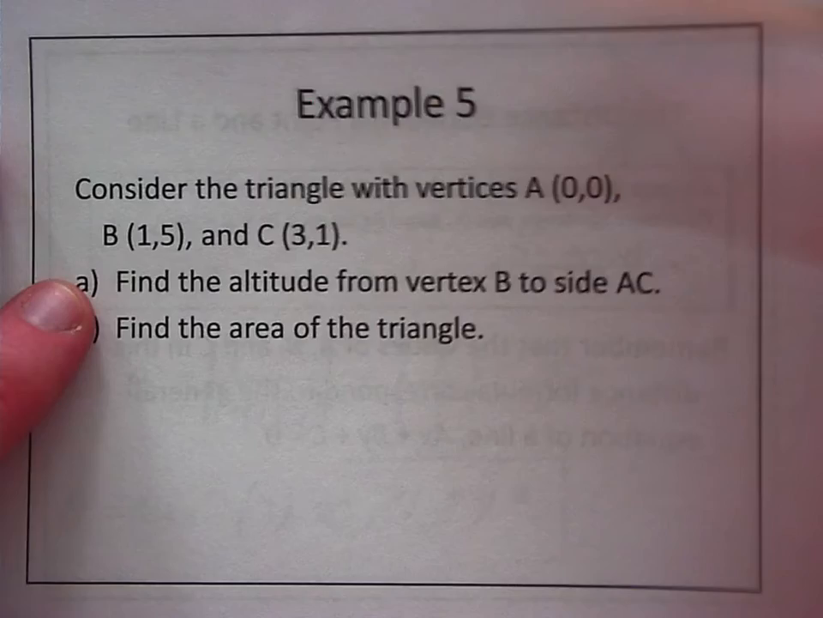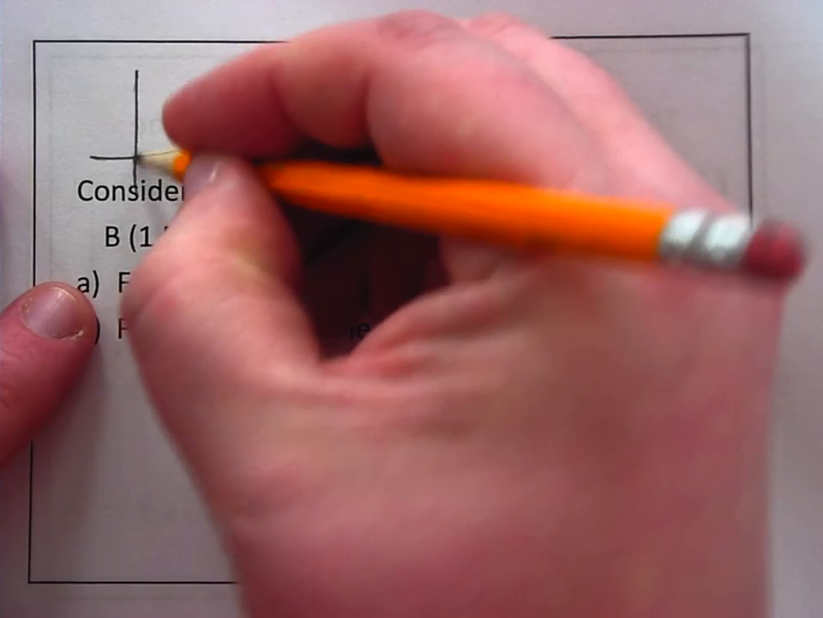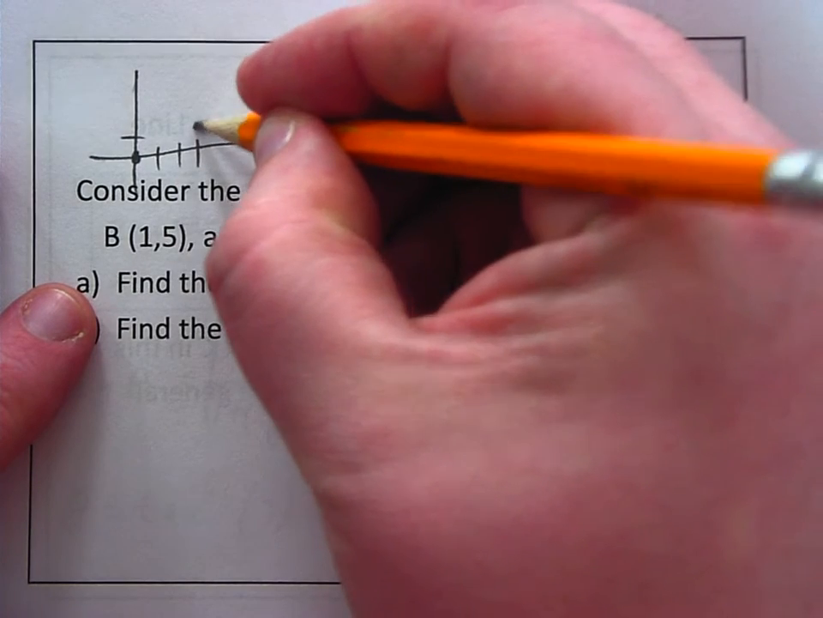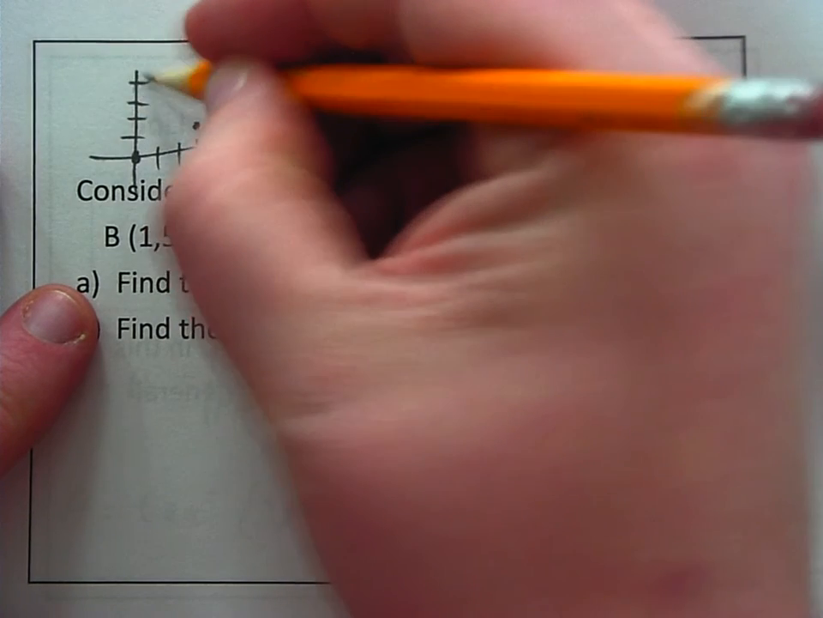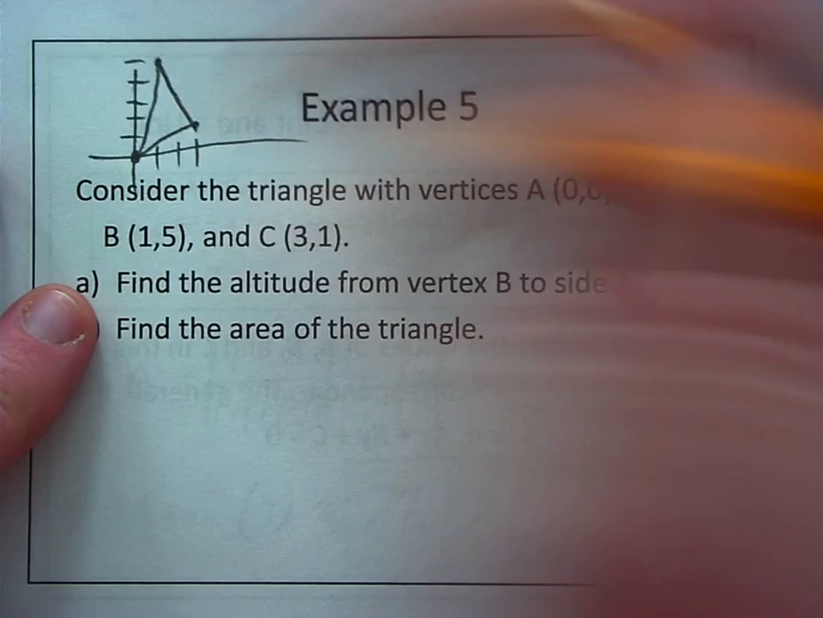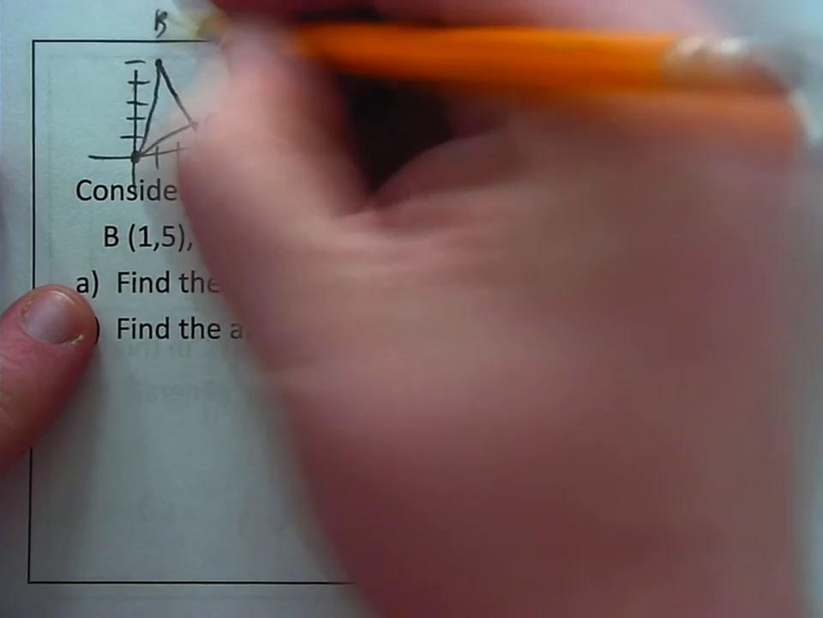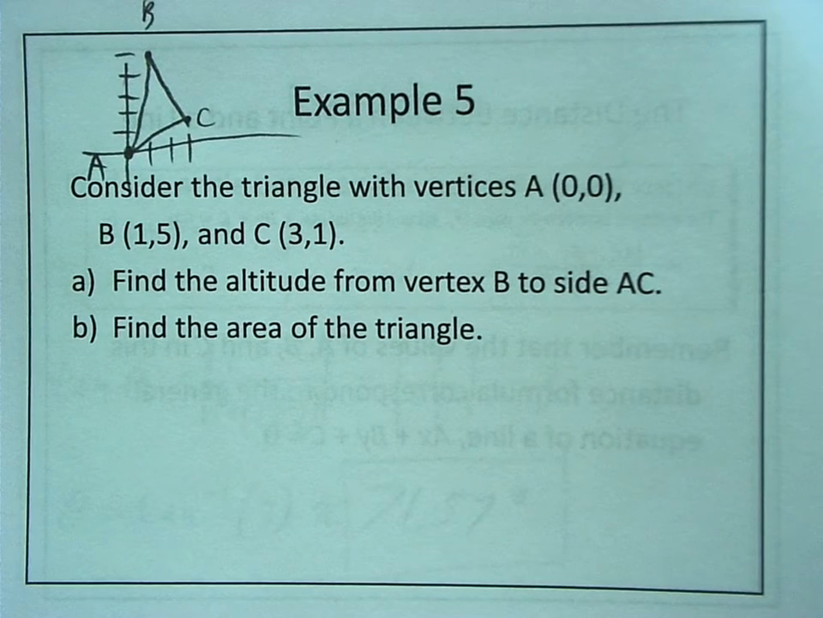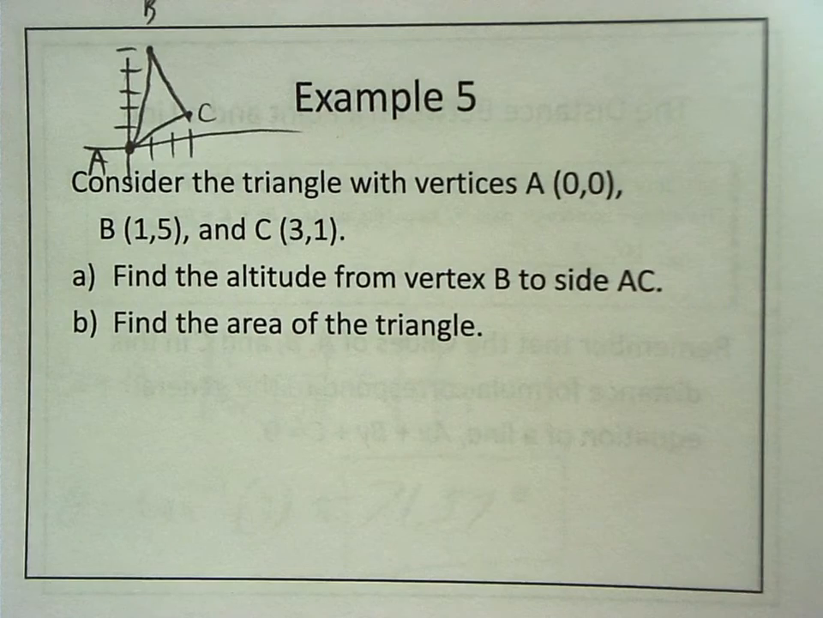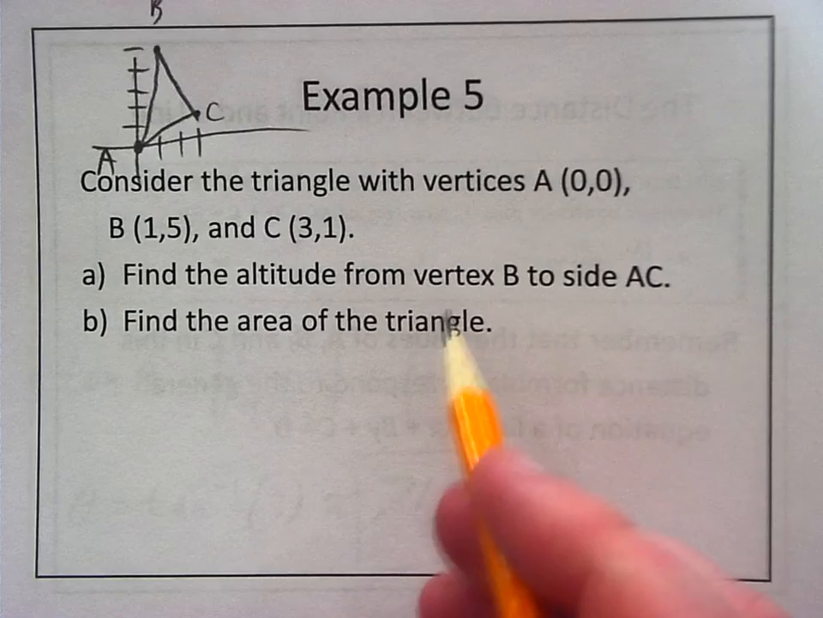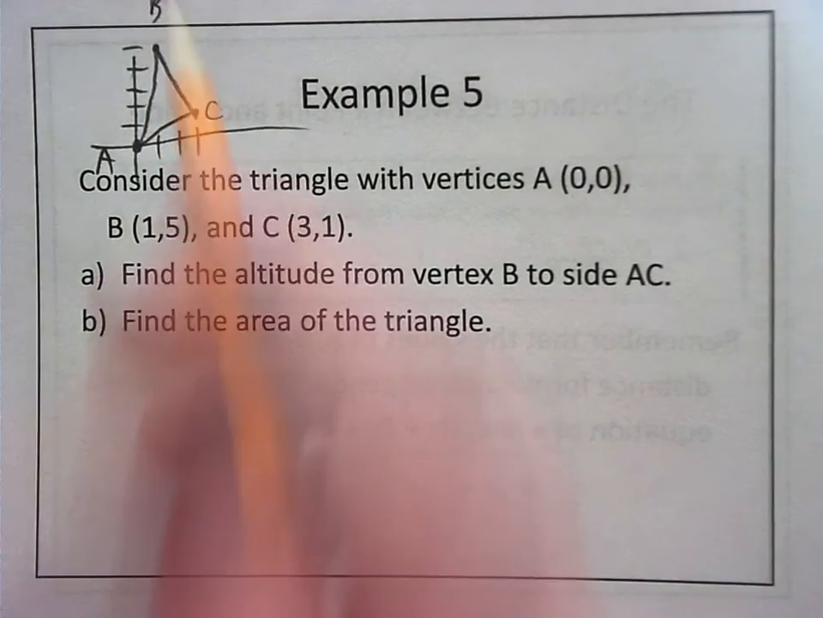So it sometimes helps to draw this thing to be able to see it. 0, 0, 3, 1, 1, 5. So there's my triangle. I want to find the area of that. Okay. If it's a right triangle, that's easy. This one's not. How would I find the altitude from B to C? Or from B to AC, I should say.